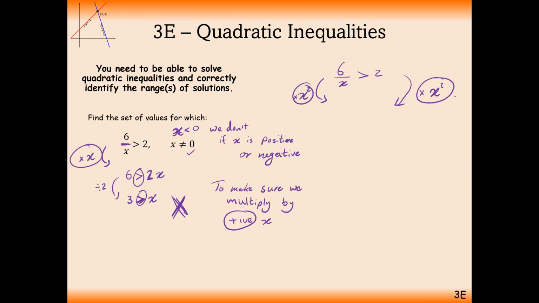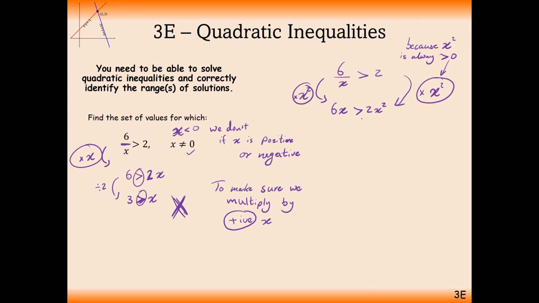Okay. So this time, why do we do that? Because x squared is always positive. Alright. X squared is always bigger than 0. Alright. So if we do that, what we get is 6x is bigger than 2x squared.